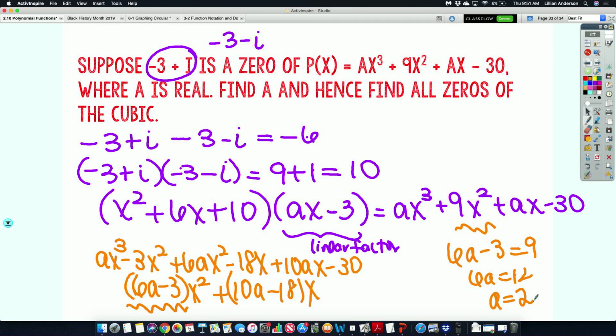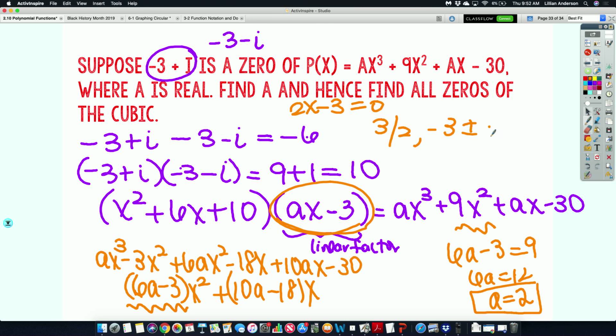So I found a. So a is 2. Now it says to find all the zeros of the cubic. Well, I already know 2 of them. The third one came right here, where ax minus 3, or in other words, 2x minus 3 needs to equal 0. What's my last one? So 3 over 2, and negative 3 plus or minus i. And those are my zeros.